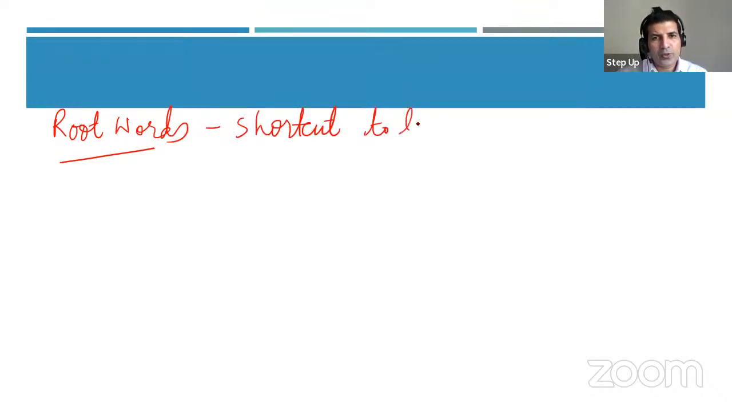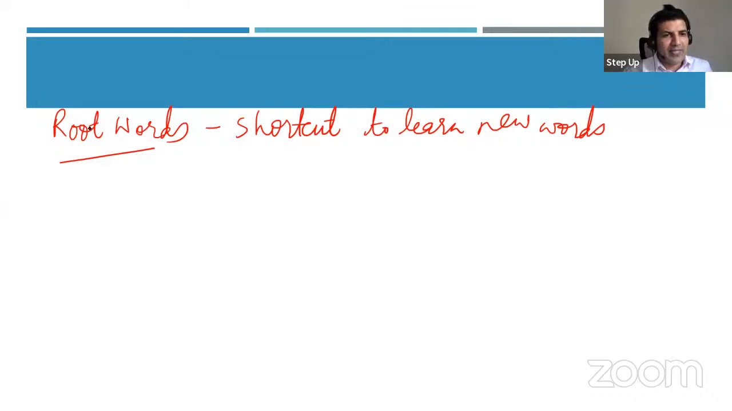All right. So there is something called root words. What does that mean? This is a shortcut to learn new words. Okay, don't worry, I'll teach you some words. Some words in the English language have come from different languages, which could be Latin, Greek, French, Urdu, Hindi, Sanskrit, and things like that.